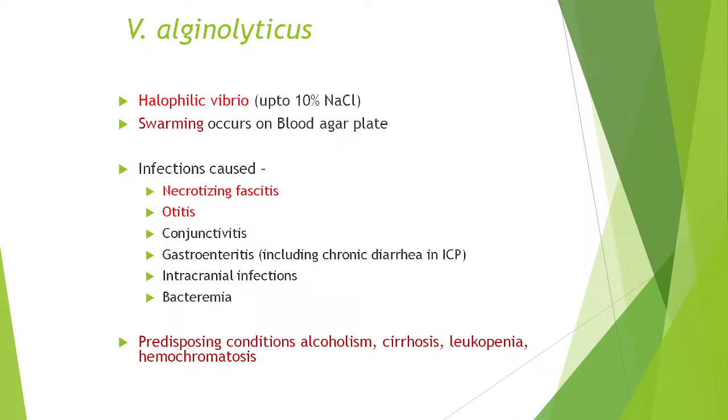Now Vibrio alginolyticus; the other ones are halophilic Vibrios. So alginolyticus can cause again necrotizing fasciitis and otitis. These are the major manifestations. It can also cause gastroenteritis, sometimes leading to bacteremia also. So skin and soft tissue infection is the major clinical manifestation, and it can tolerate up to 10% NaCl in culture media.